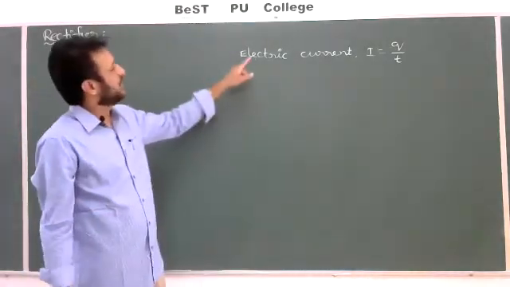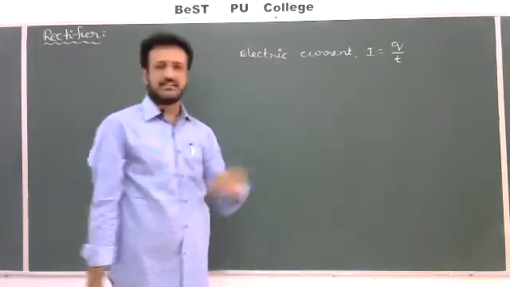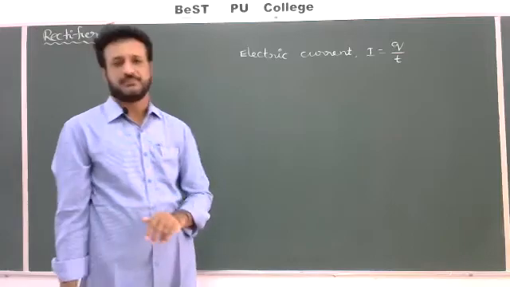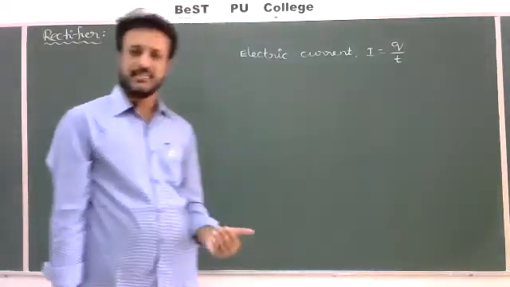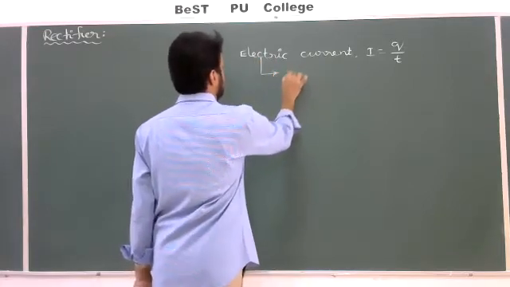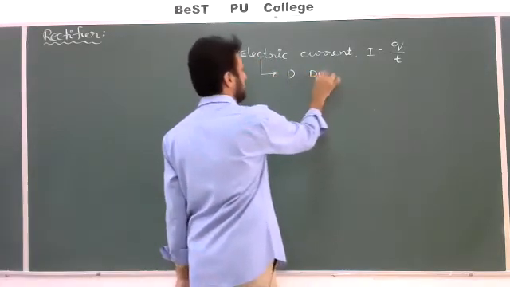Generally we have two types of electric currents. One is a steady current and one is a variable current, or one is DC and one is AC. The first one is DC, which is also called direct current.